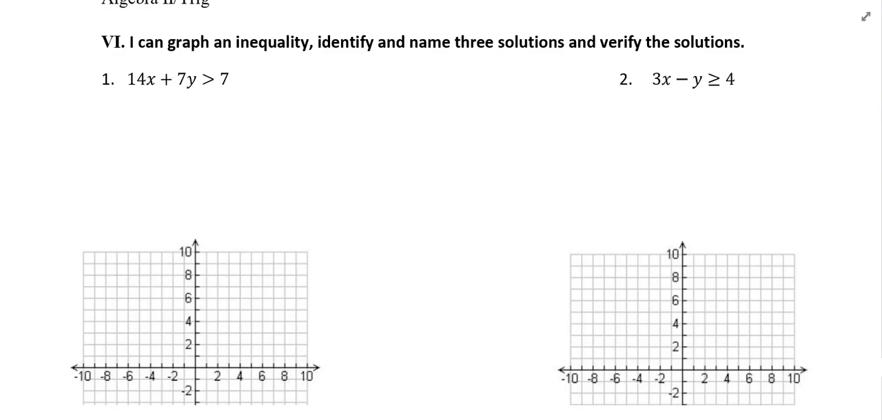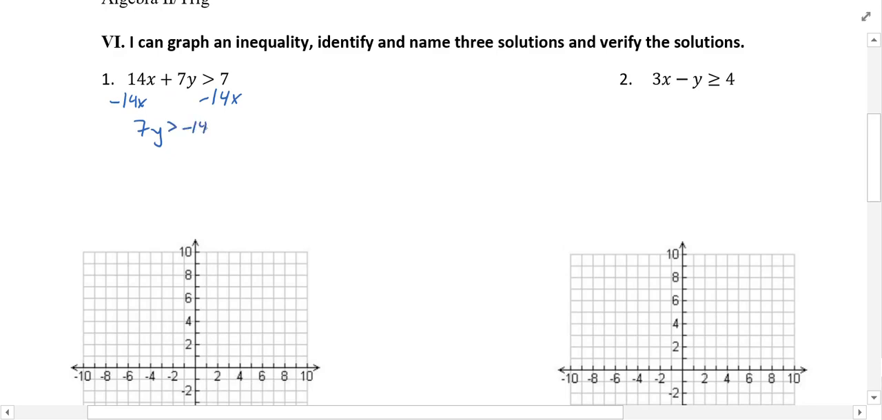It says, I can graph an inequality, identify and name 3 solutions, and verify the solutions. So first what we need to do is graph the inequality. Right now, this inequality is in standard form. I need to put it into slope-intercept form. So the first thing I'm going to do is subtract the 14x from both sides. So once I subtract the 14x, I'm left with 7y is greater than negative 14x plus 7.